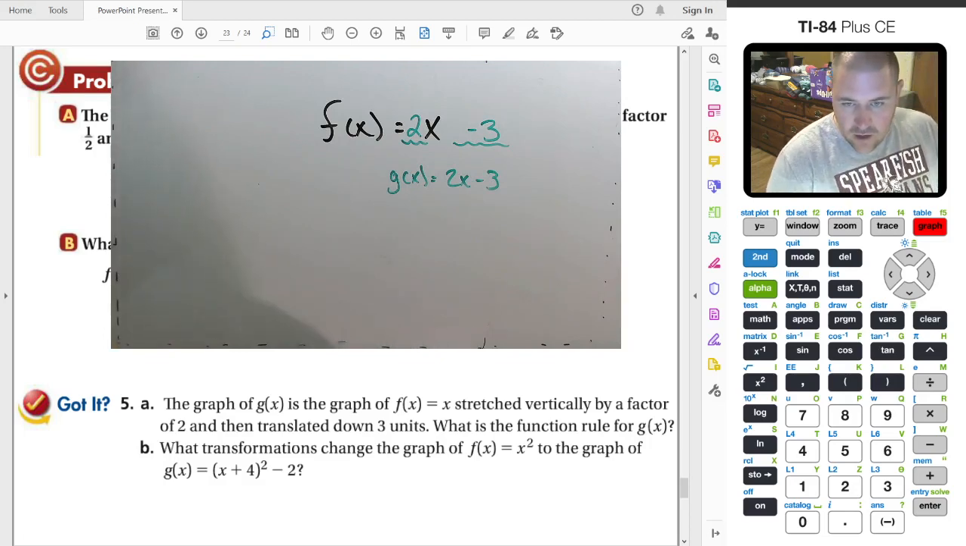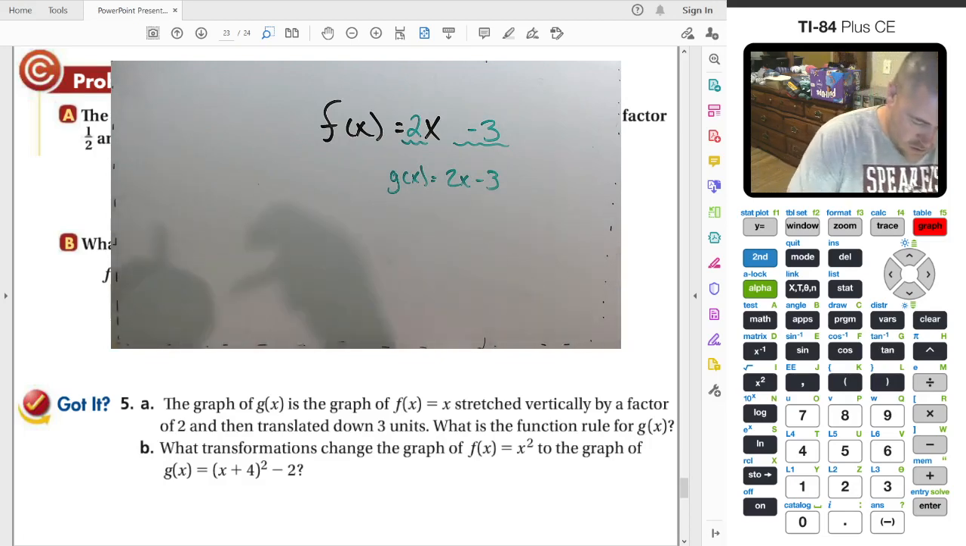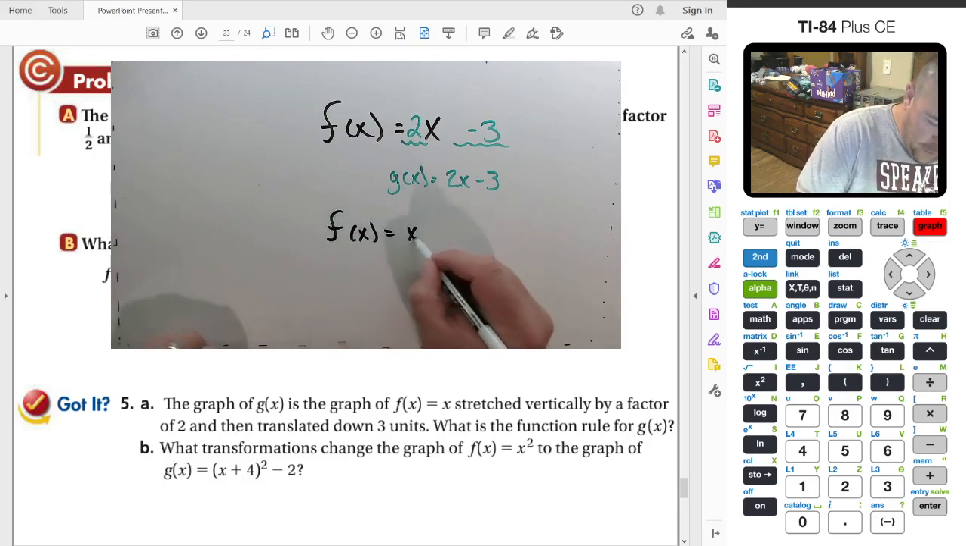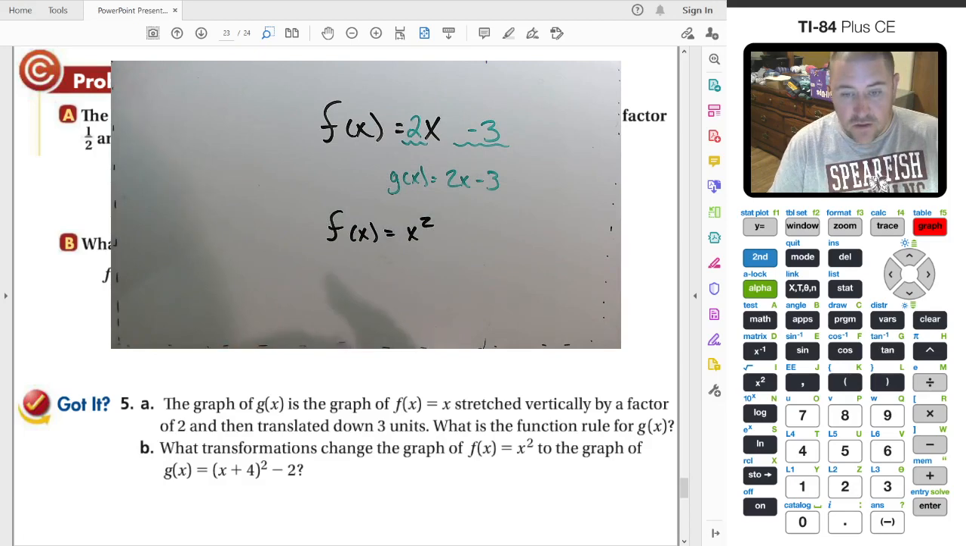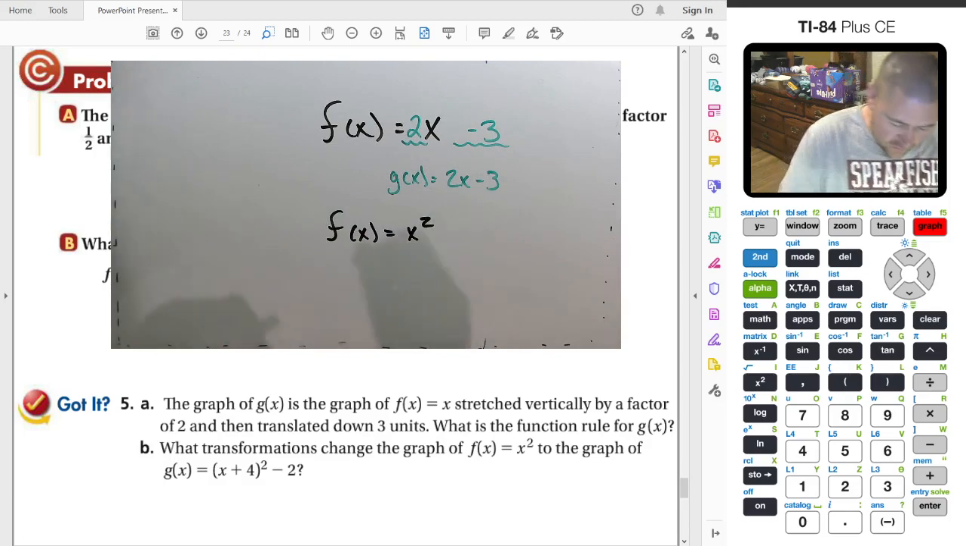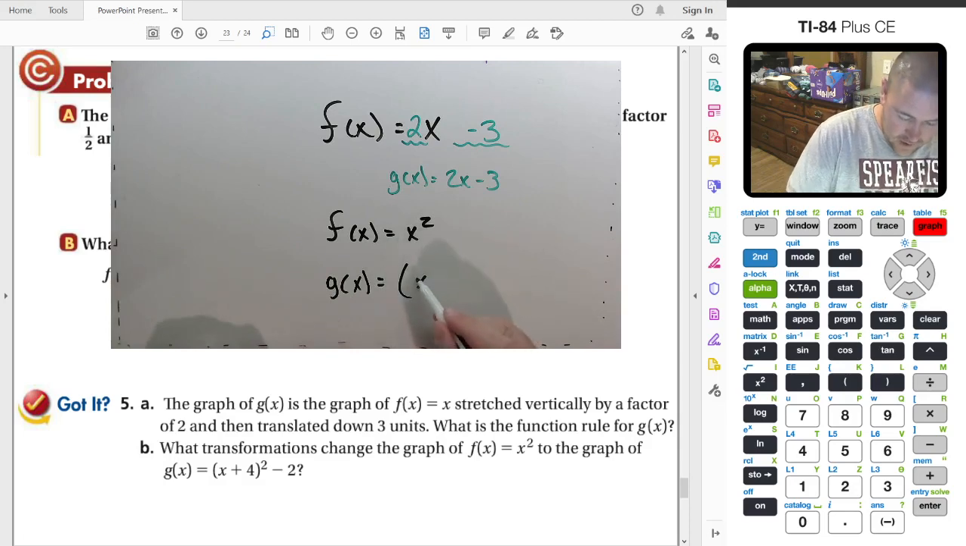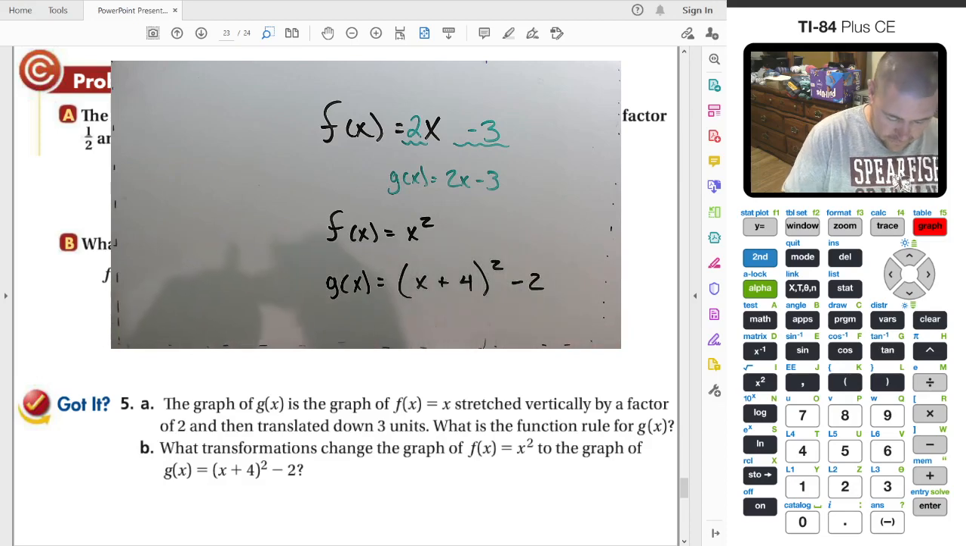Part B, how do I go from... Oh, I'm tired. Oh, boy. Okay. F of x is x squared to g of x is x plus 4 squared minus 2.